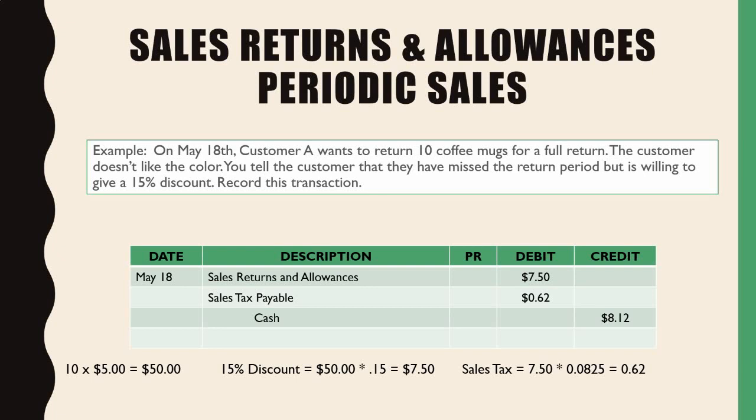$7.50. So my discount is going to be based on that $7.50. So you go ahead and multiply across with the 8.25%, and you're going to get 62 cents. So you're going to give them a grand total of $8.12 back.